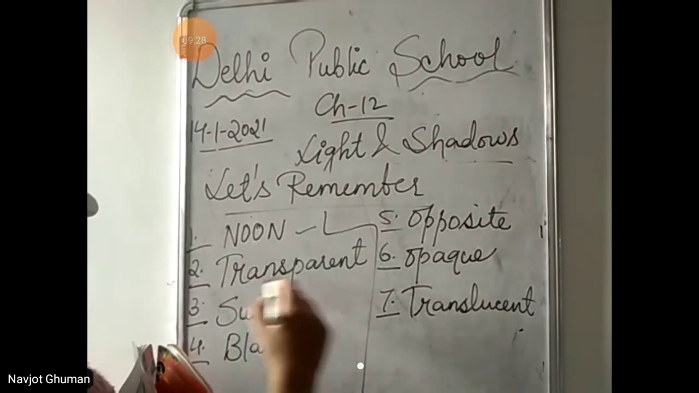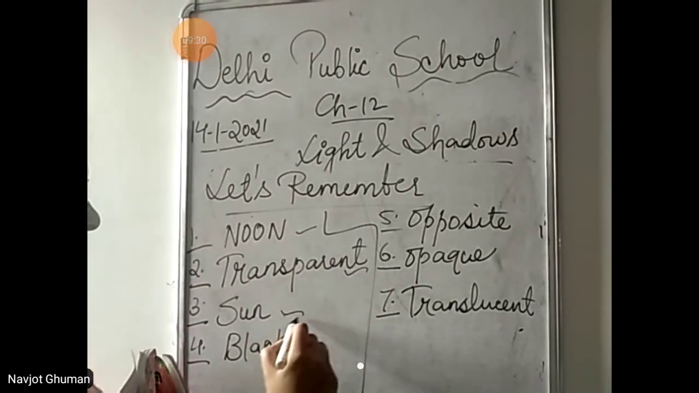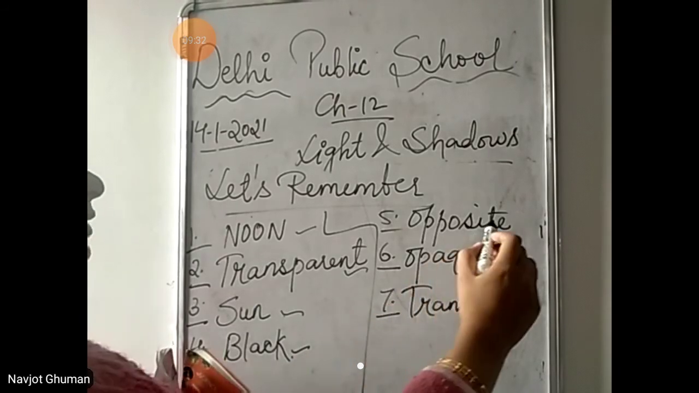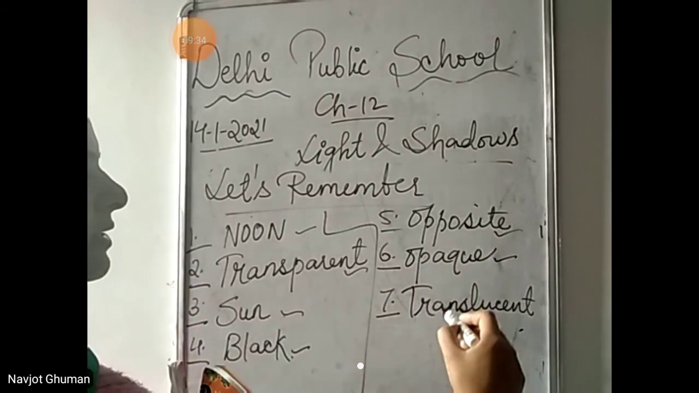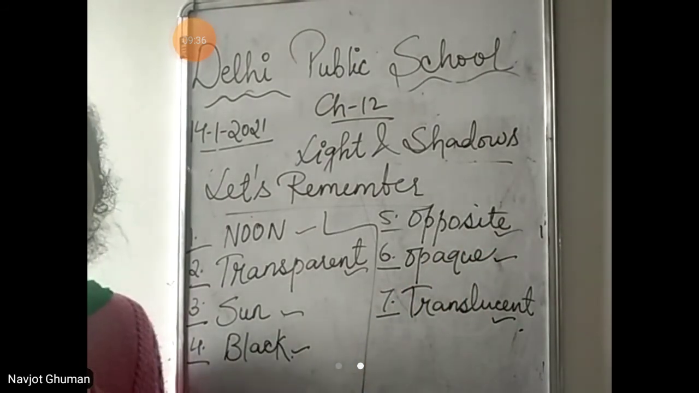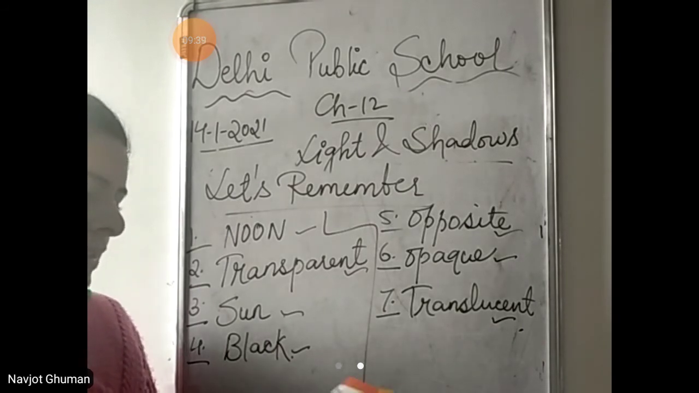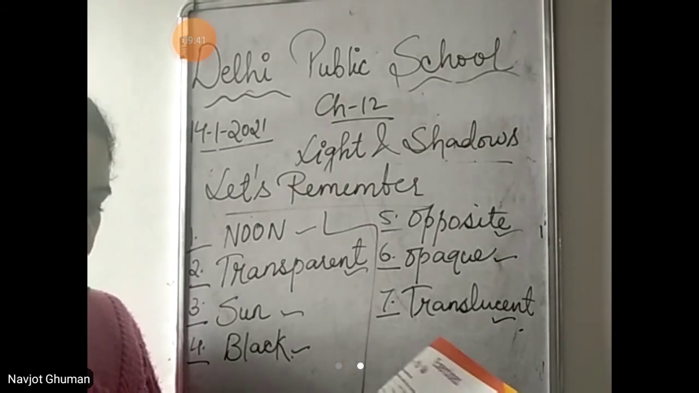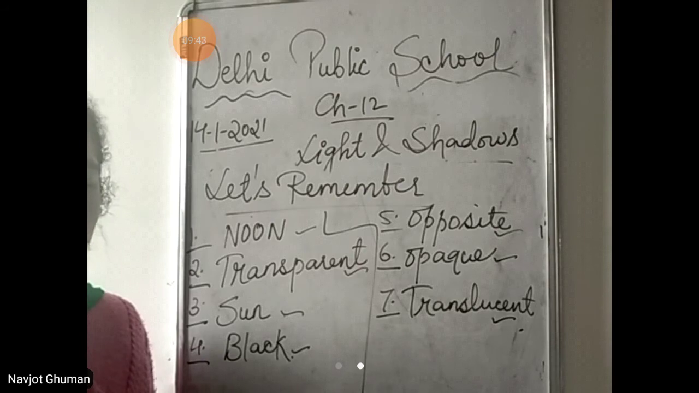First noon, second transparent, third sun, fourth black, fifth opposite, sixth opaque, and seventh is translucent. Next, come to page number 155. Fill in the blanks.